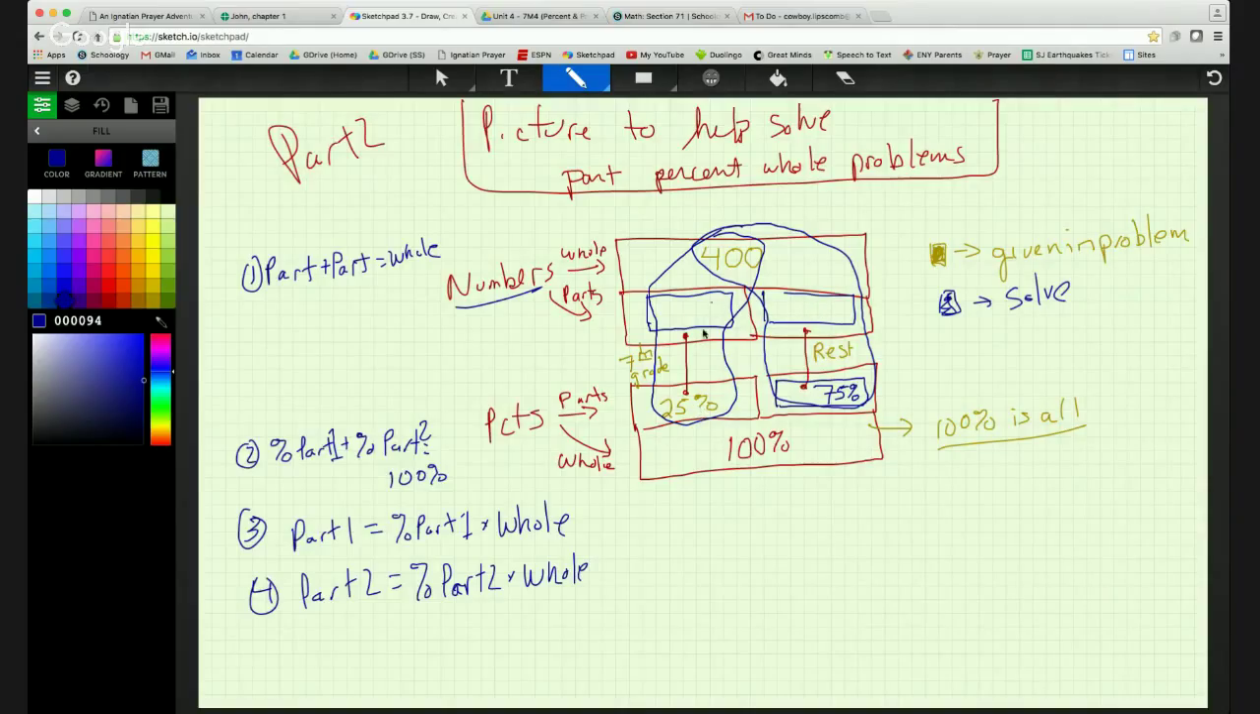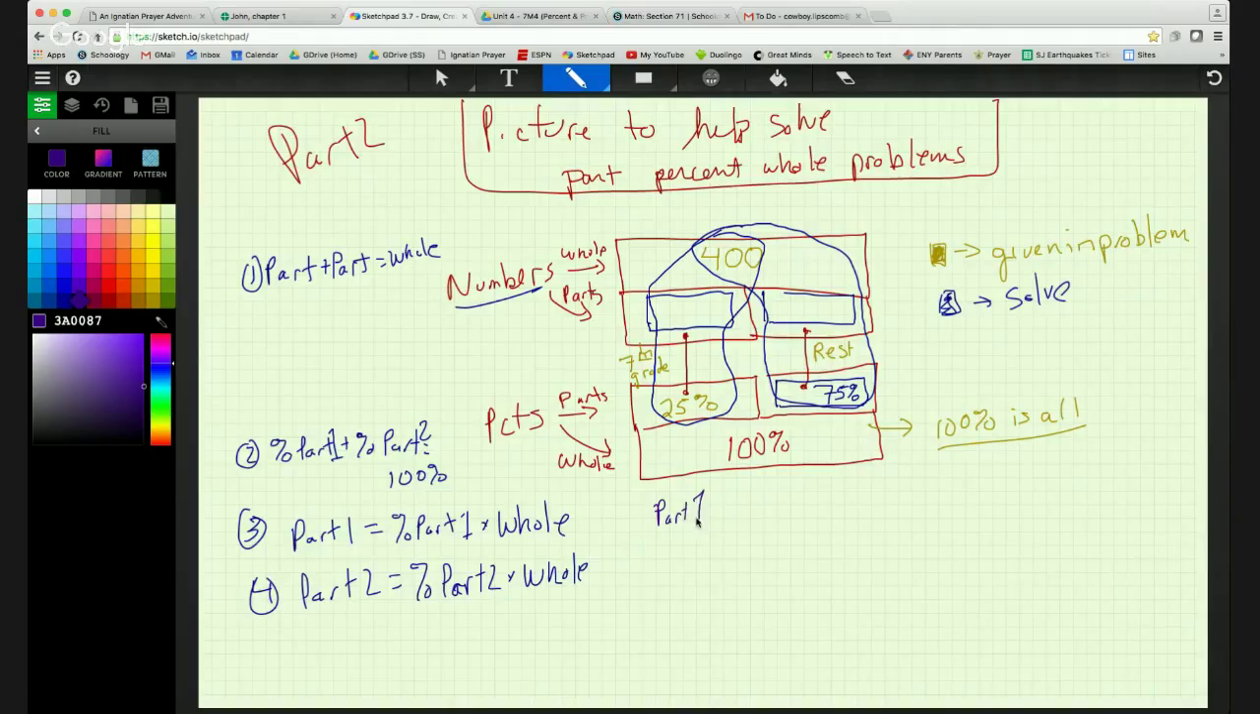But we can do part 1 equals percent part 1 times the whole, or we can even do part 2 equals percent part 2 times the whole, because we have 2 out of 3. So let's do part 1 equals percent part 1 times the whole. We'll do it in blue because we're going to solve everything in blue. So part 1, we don't know.